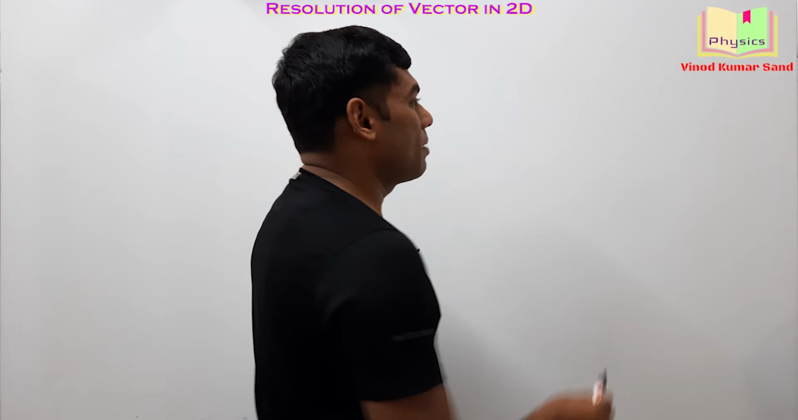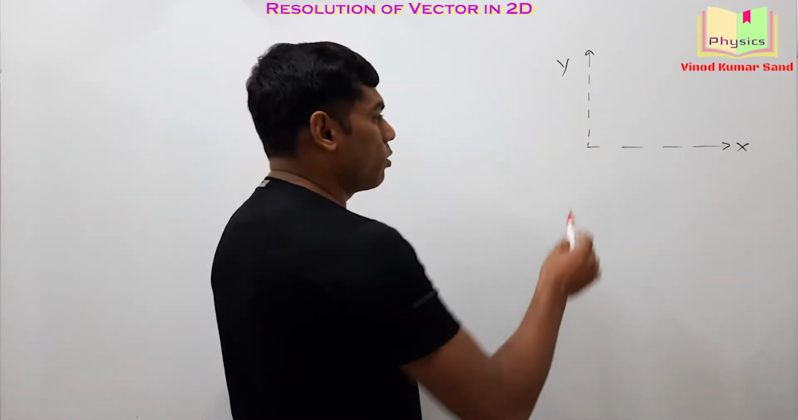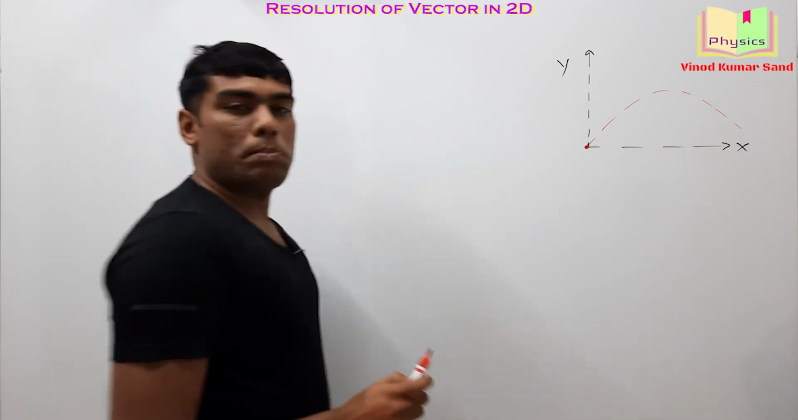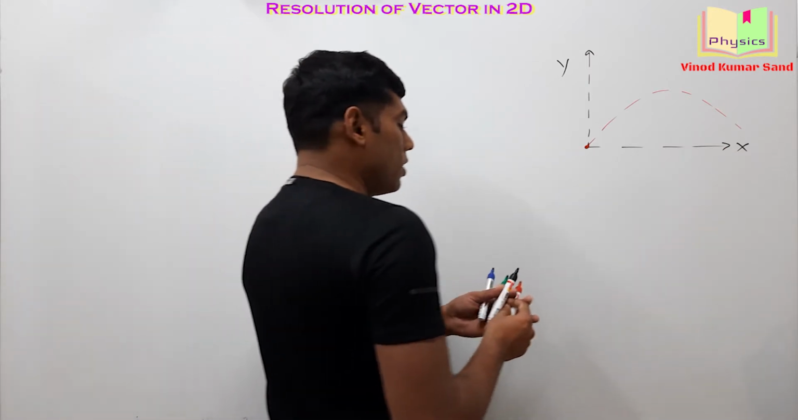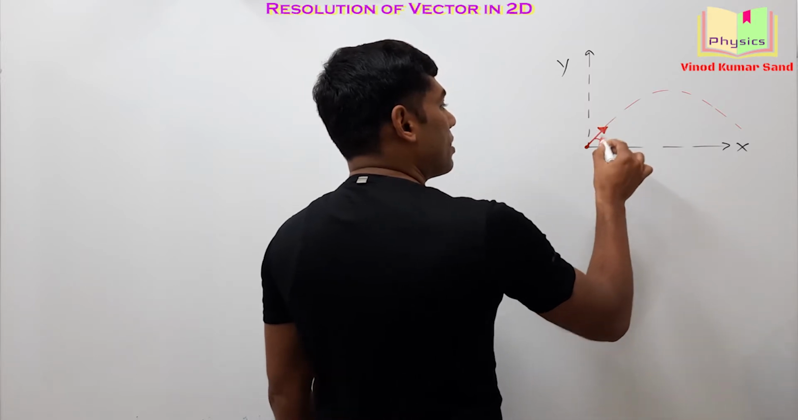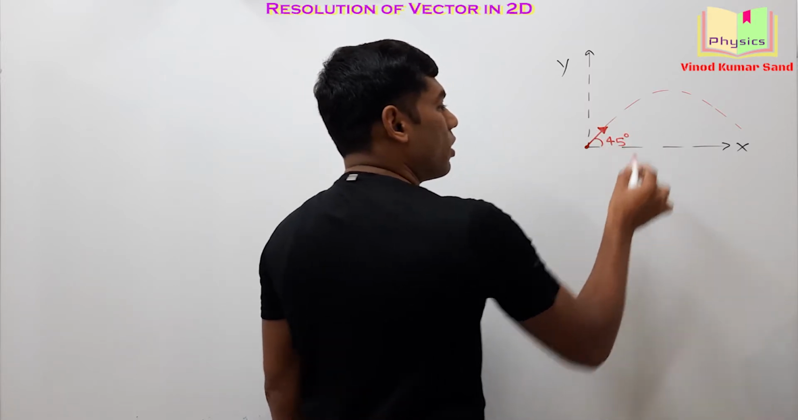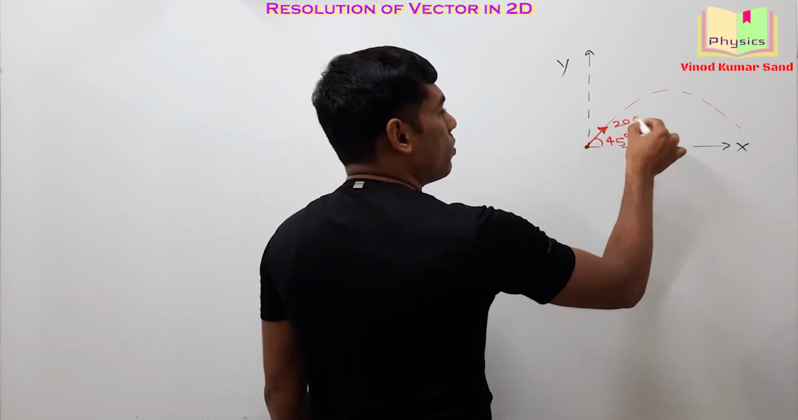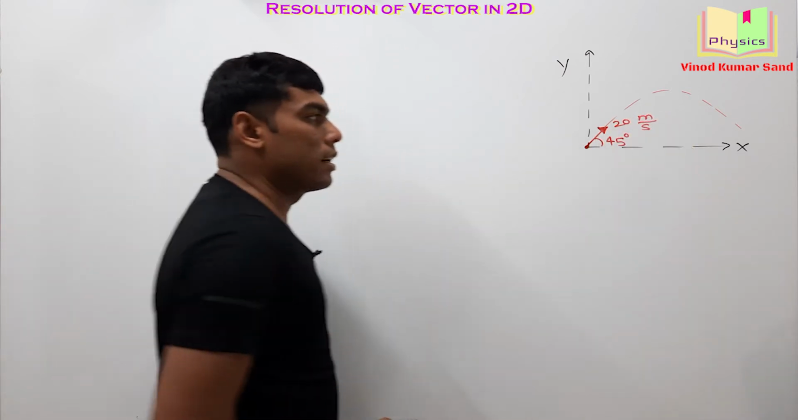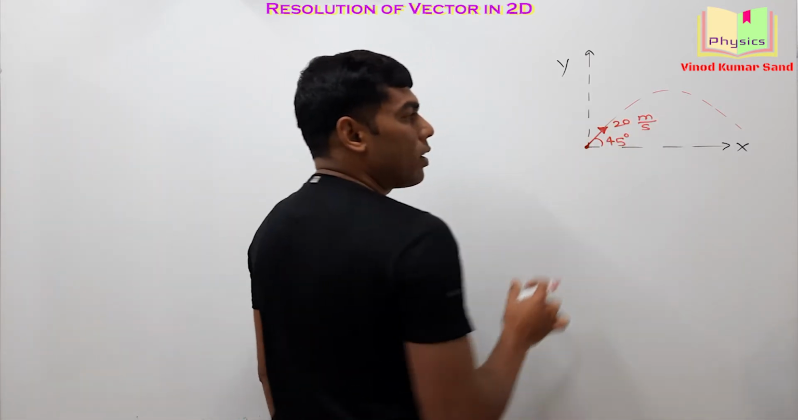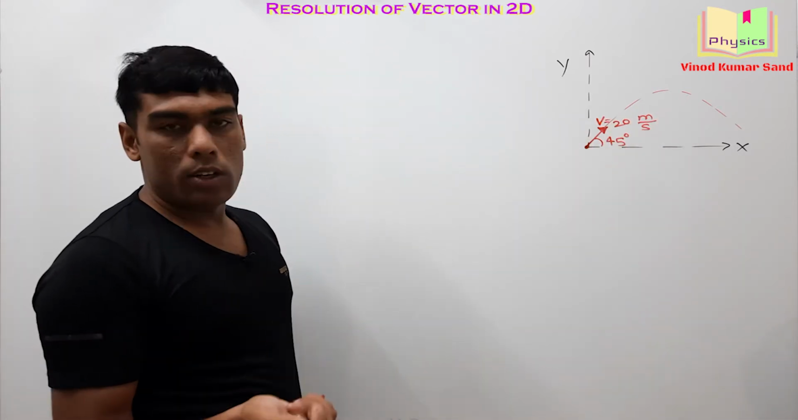Taking up a few more examples, you kick a football from here. That football goes over a parabolic trajectory. Suppose the initial velocity of the football is like this. The angle is 45 degrees and the magnitude of the velocity is 20 meters per second. We need the components of this velocity. You can pause and give it a try.